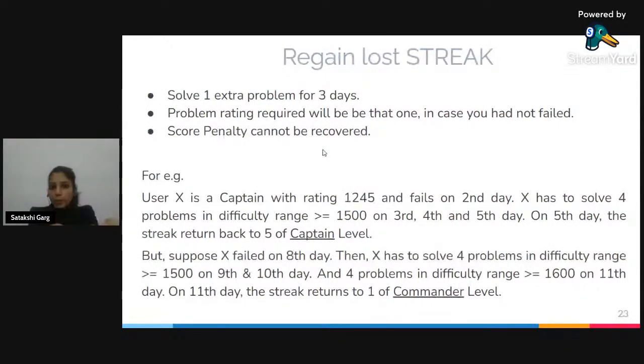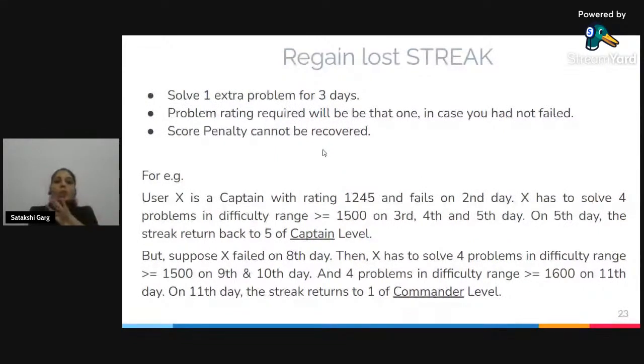But now suppose the person is a captain and fails on the 8th day. The person will be solving problems of difficulty rating greater than or equal to 1500 on the 9th and 10th day. But on the 11th day, technically the person should have been a commander. So if you want to get your streak back at the commander level, you should be solving problems of the difficulty rating that pertains to a commander. Usually you had to solve 3 problems for the commander level, but now you will be solving 4 problems for the commander level. So I hope it is clear.